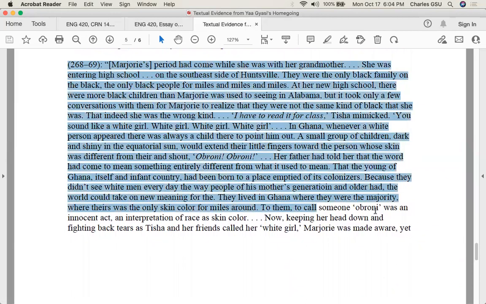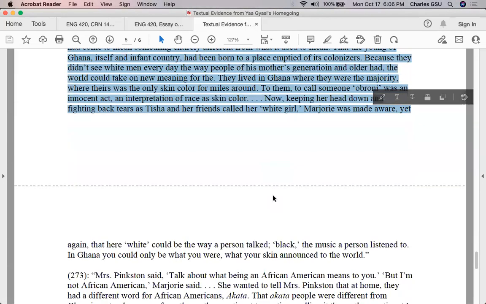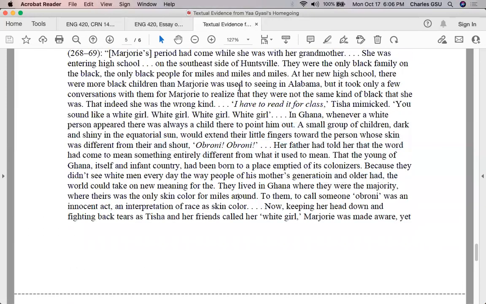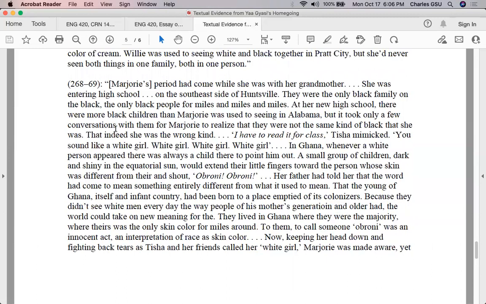And there's this long section here. I'm not going to read the whole thing. You can, on your own time, go look at it on pages 268 to 69. But there's this term here called Obrani. And Obrani is a Ghanaian term to mean someone who is basically different, typically in appearance, right? So if you were in Ghana and you saw a Chinese person show up, you might say Obrani, as the kids do here, right? But what's happening here is a kind of weaving together of what's happening to Marjorie in a high school in Alabama with what she remembers in Ghana about the way the Ghana boys treated her.